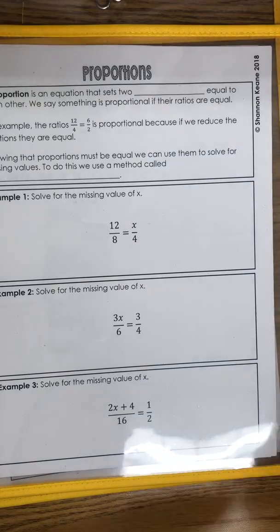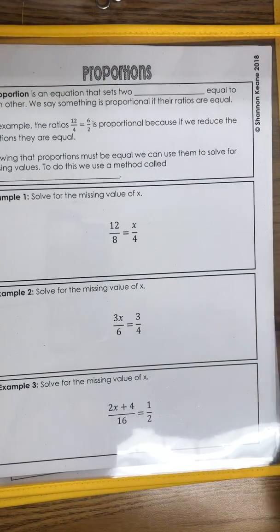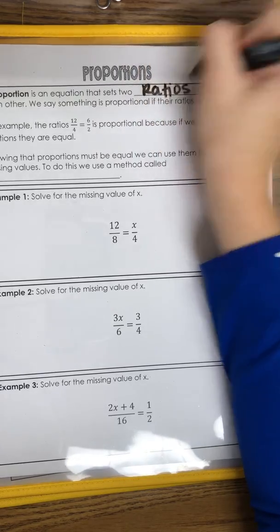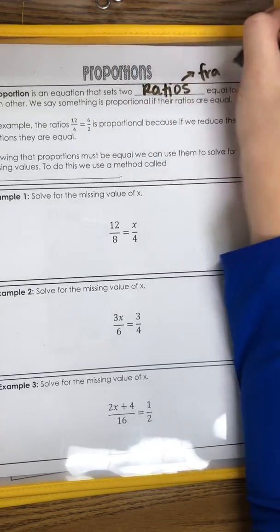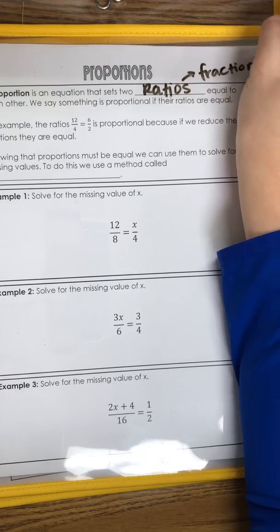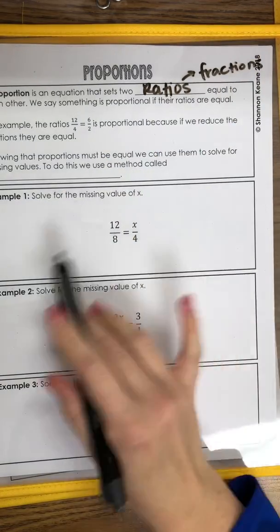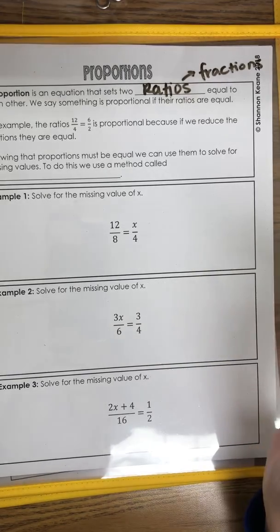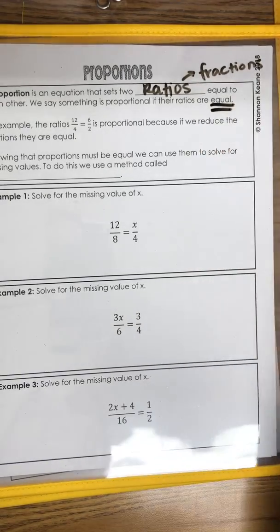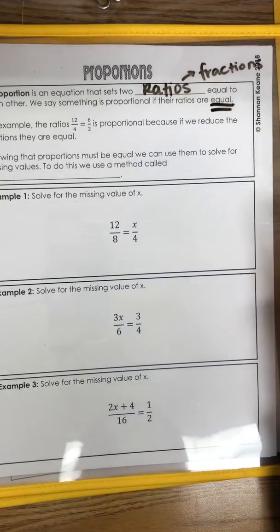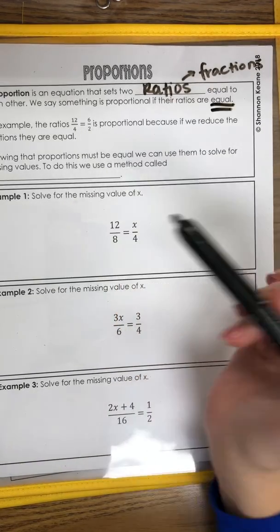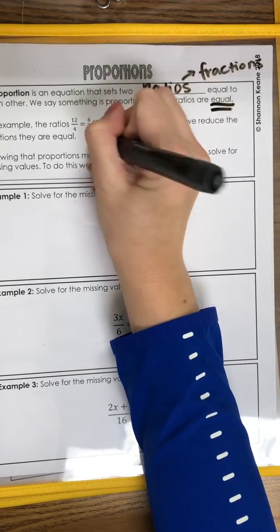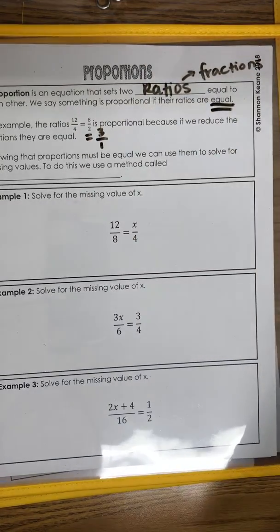So, first thing we have is proportions. A proportion is an equation that sets two ratios equal to each other. Okay, fancy word for fractions. We say something is proportional if their ratios are equal. So if they simplify to the same value, for example, 12 over 4 and 6 over 2 are proportional because if we reduce them, they are equal to 3 over 1.